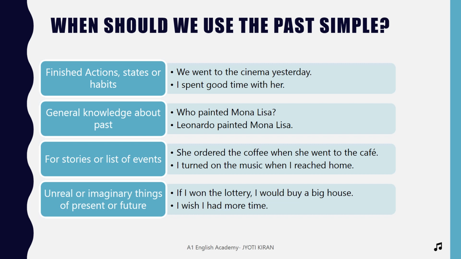See the next example. I wish I had more time. So here I wish, I am talking in the present. I had more time. Had is the second form of have. So this is something which is not real. This is something which I am wishing for. So here I can use simple past tense.